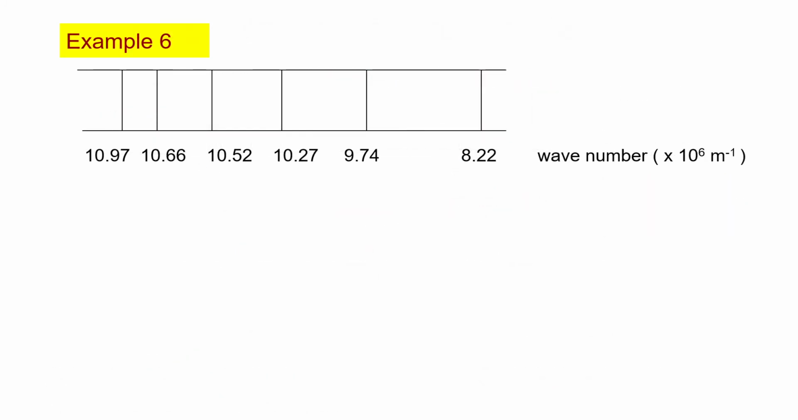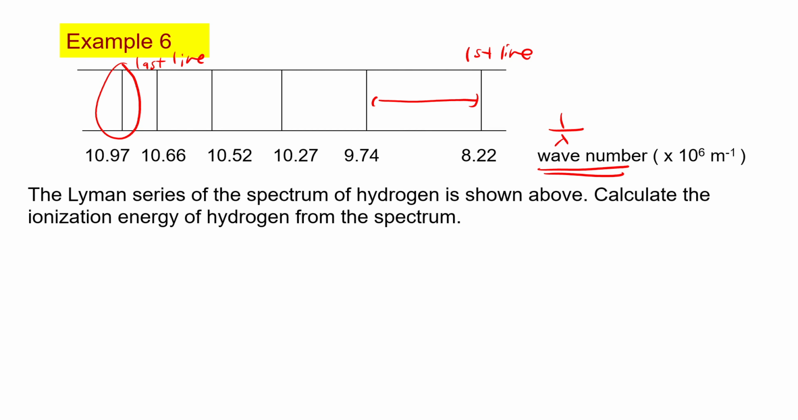Okey, contoh soalan macam ni. So, kita tahu yang ni spacing yang besar ni, ini akan refer kepada first line. So, ini akan refer kepada last line. Okey, dan soalan ni bagi wave number. So, kita tahu wave number ialah 1 per lambda, value yang dia bagi tu. Okey, so yang ni ialah dalam siri Lyman. So, soalannya calculate the ionization energy for hydrogen atom.